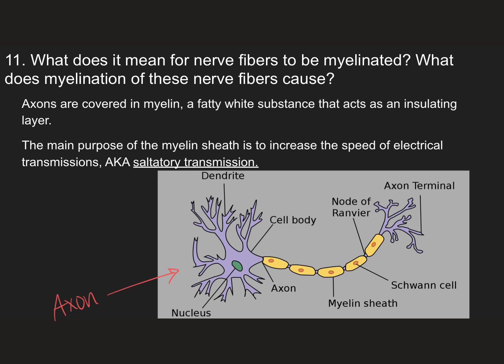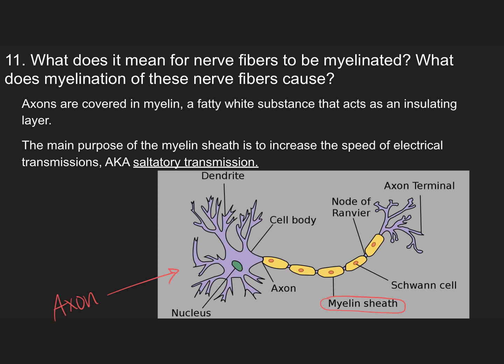But their axons, for the most part, are covered in something called myelin. And that is a fatty white substance that acts as an insulating layer. So in this picture, when it's all together, we call it the myelin sheath. And that's these little yellow sections that you see in the picture. So the main purpose of the myelin sheath is to increase the speed of electrical transmissions, or what we call saltatory transmission. And that's going to be the next question, number 12: what is saltatory transmission?